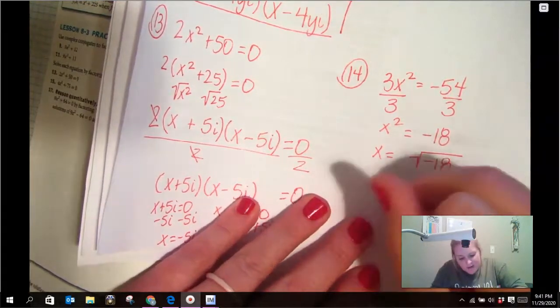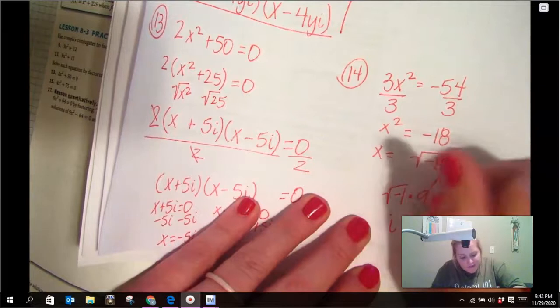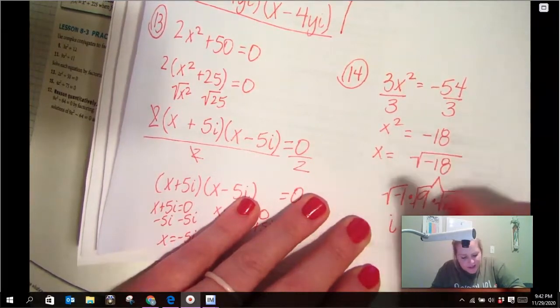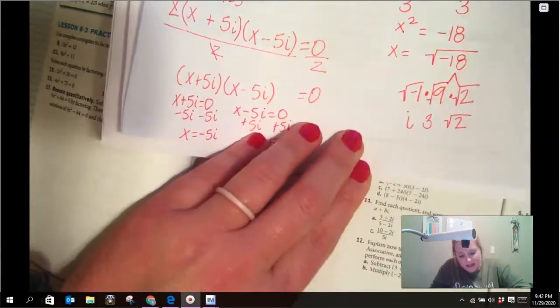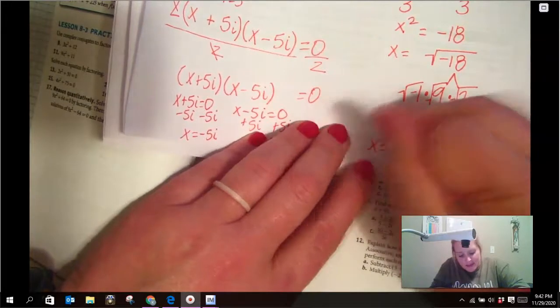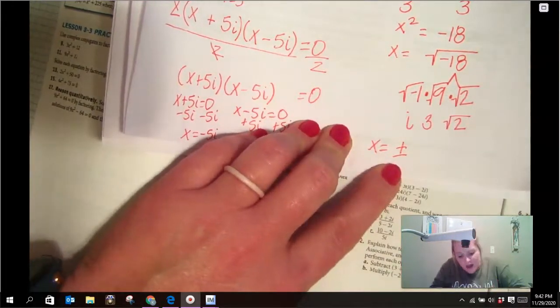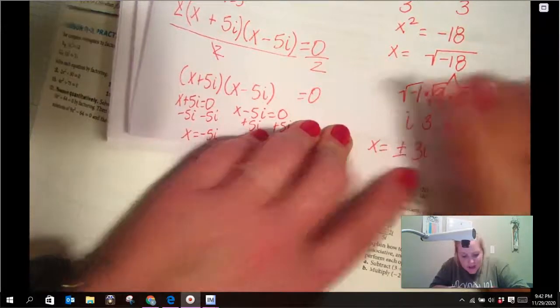The square root of negative 1 is i. The square root of 9 is 3. The square root of 2 is not perfect, so it stays in the radical. Get my face out of the way. So x equals plus or minus, so you have the positive and you have the negative, 3i square root of 2.